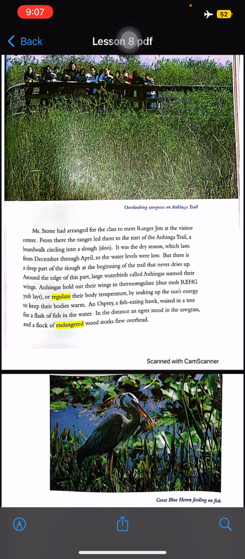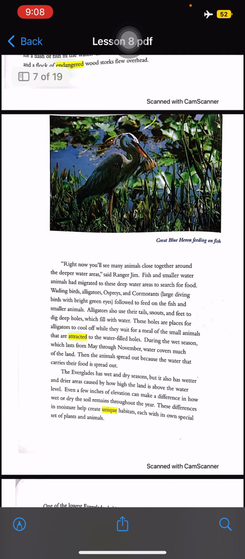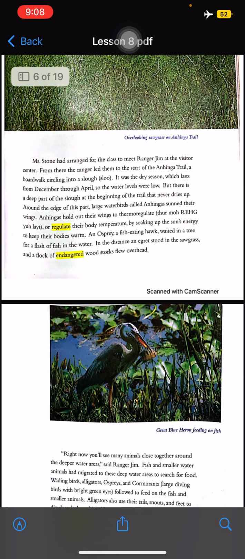On this page, she arranged for the class to meet Ranger Jim at the visitor center. Ranger Jim is like the tour guide. He will show them the Everglades, the wetland. This page also mentions that there are wet seasons and dry seasons, and the water levels were very low. Also the temperature of some birds is regulated by their body, and they thermoregulate. After that, we spoke about many different birds.